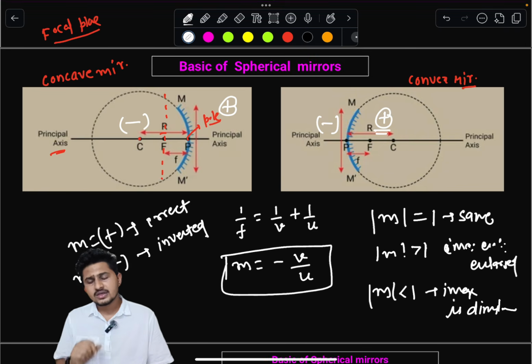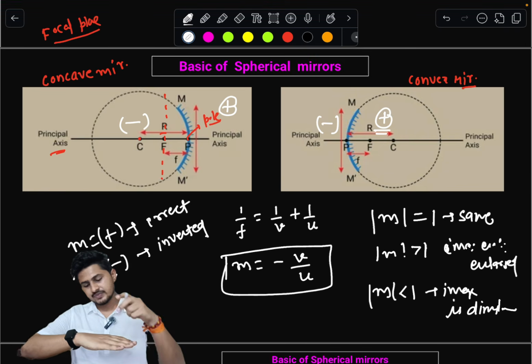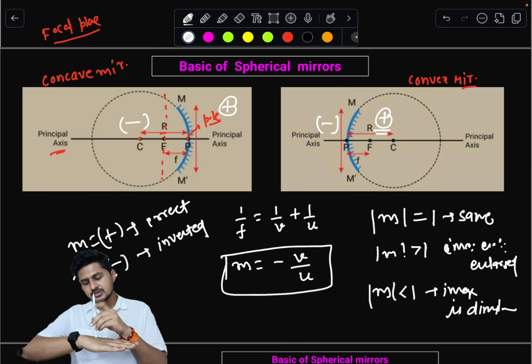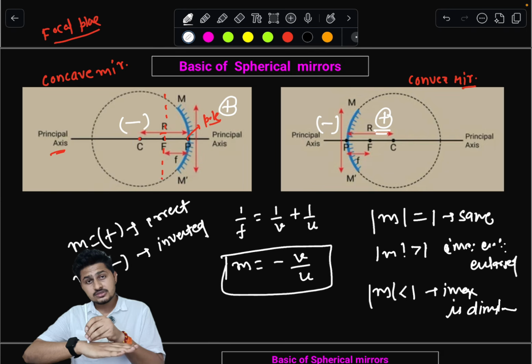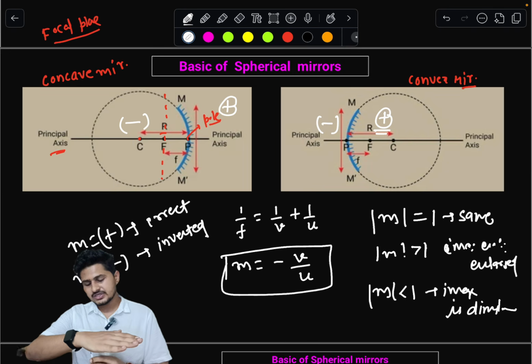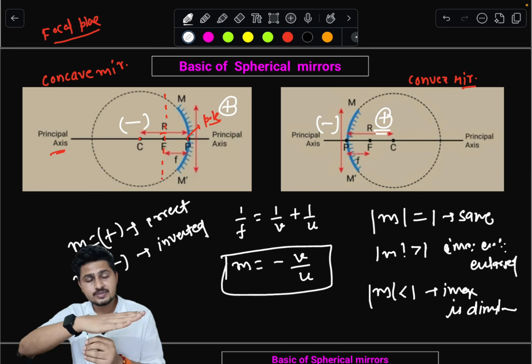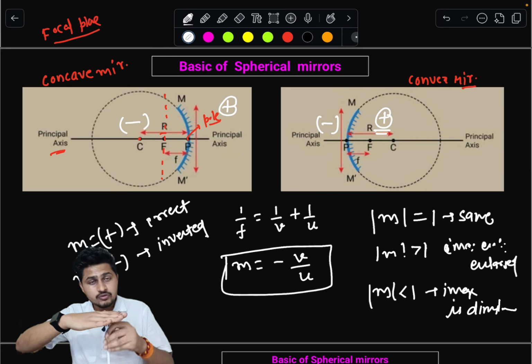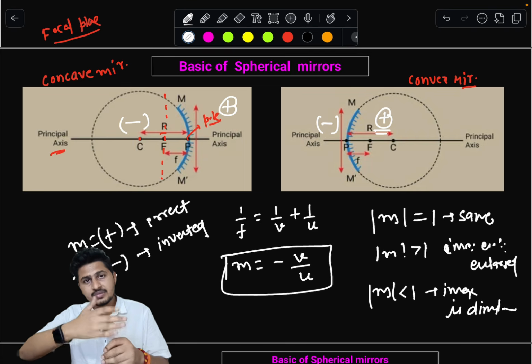Meaning of erect: suppose this is the principal axis and the object is here. So what is the meaning of erect? If the object is above the principal axis, the image is also going to form on the same side, above the principal axis only. Suppose m is positive and the object is below the principal axis, then the image is also going to form below the principal axis.